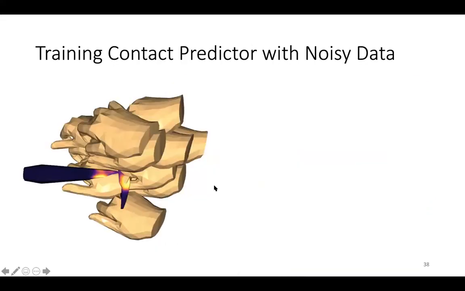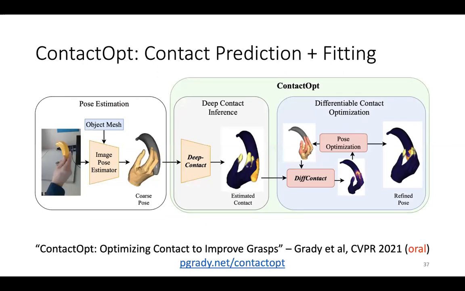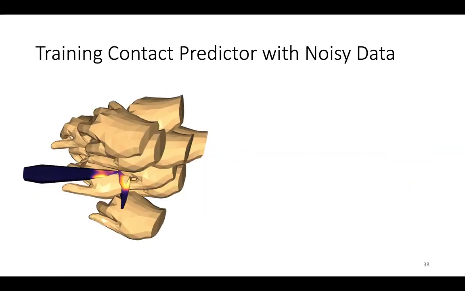So the first thing is, how do we train an algorithm to predict contact, especially when we know that the input to that algorithm is going to be noisy, right? So you're going to have noisy hand pose. It might be penetrating the object. It might be hovering over the object. And we basically took the ContactPose data and artificially perturbed it. So we artificially added noise to the hand translation, hand pose, and things like that.